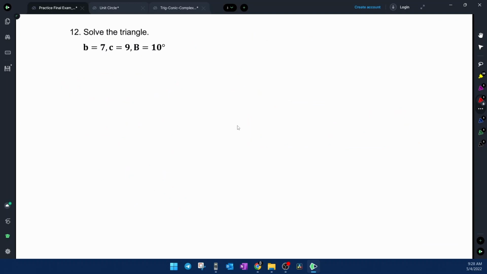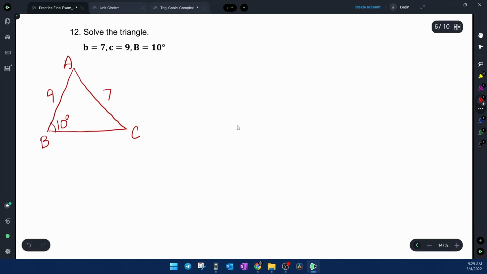Question number 12, they want us to solve the triangle. They give us two sides and an angle. I think it's probably a good idea if we sketch a quick picture to see what we've got. All right, so now that we have our picture sketched, notice that angle B is 10, and it's important to note that little letters go across from big letters. So little b would be across from big B, little c would be across from big C.